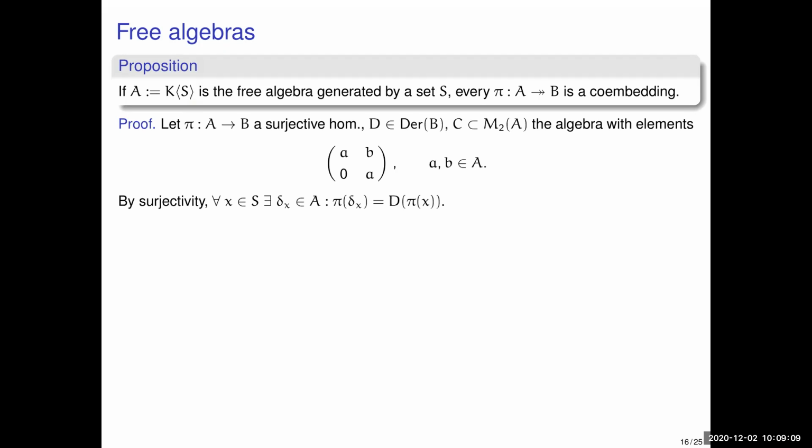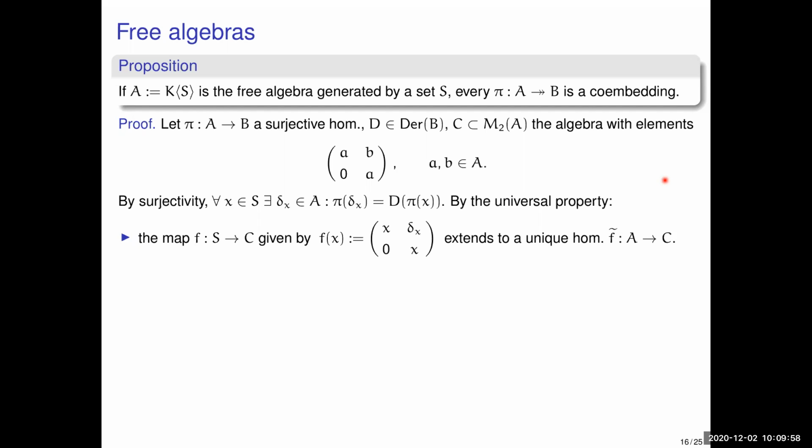Let's see. Okay, maybe I can say a few words about this. How do you prove this? This is quite similar to well-known proofs that you have in the commutative case. You don't have Kähler differentials, but almost. So suppose pi is surjective, and D is a derivation of the quotient algebra. Call C the subalgebra of matrices with elements in A that has this form: zero below, so it is triangular, and on the diagonal the two elements are equal. Then if you take any generator X in S, there exists an element delta X of the algebra such that pi of delta X is the derivation acting on pi of X.